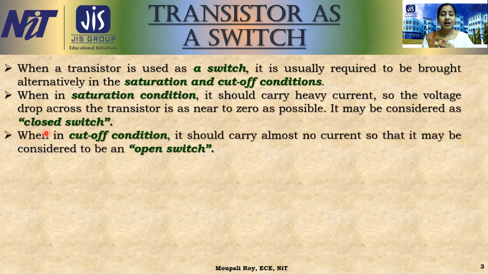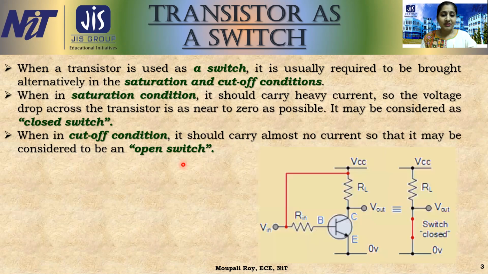In case of the cutoff region, we are giving some supply, but we are not getting current. With respect to the voltage, we are not getting current. That is the criterion of the cutoff region. It is like an open circuit: if we give any type of voltage, we do not get any current. So the cutoff region means an open switch. When in cutoff condition, it should carry almost no current, so that it may be considered an open loop.